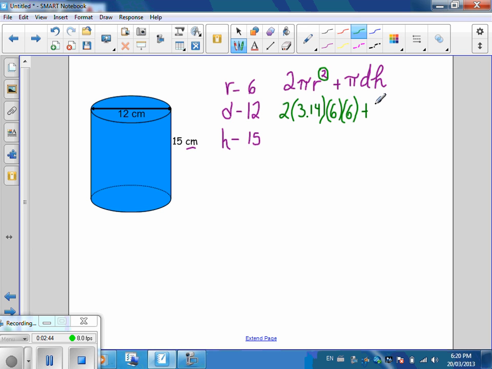Now for the wall, we have 3.14 times d, which is the diameter. That's all across the circle, which is 12, times the height of 15. Okay, now we have some pretty big calculations, so hopefully you made sure you brought your calculator.